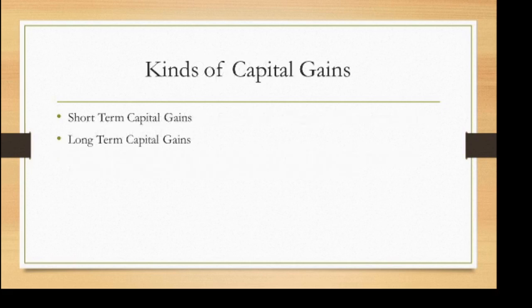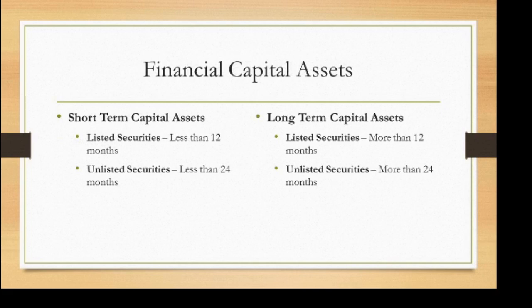Now we'll see the different kinds of capital gains. Capital gains are subdivided into two on the basis of holding period. They are short term capital gains and long term capital gains. The capital assets are again subdivided into financial assets and non financial capital assets. Under financial capital assets, if the holding period of the listed securities is less than 12 months, then it is a short term capital asset. If the holding period of listed securities is more than 12 months, then it is a long term capital asset.